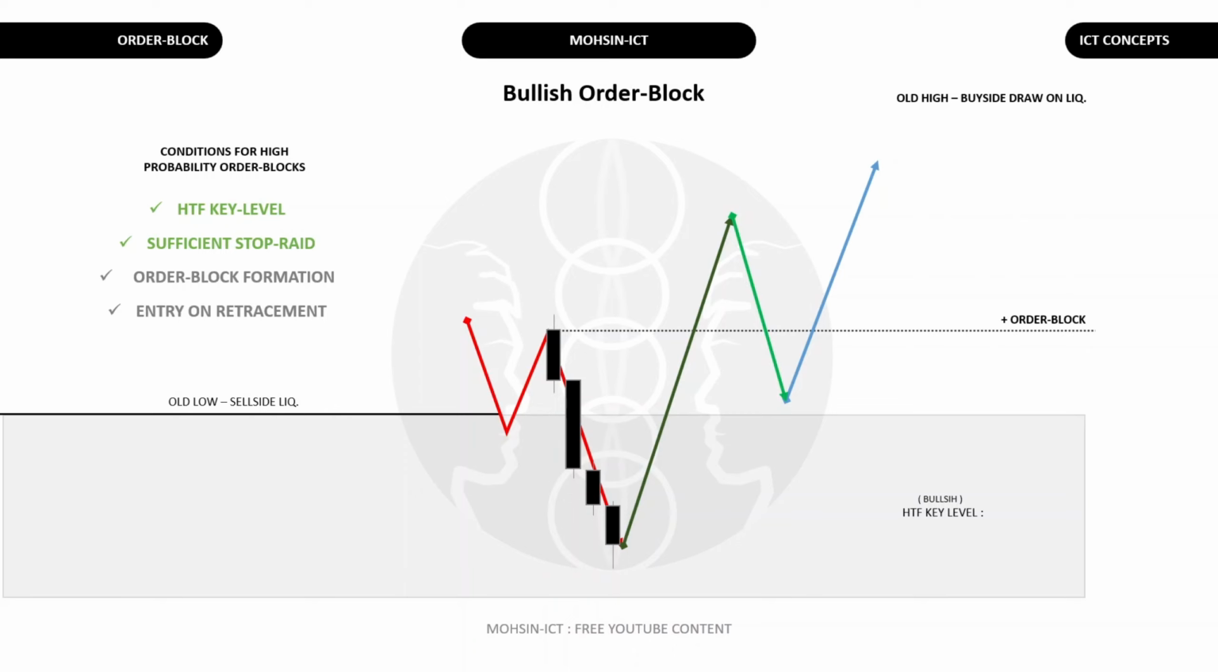We always consider these two rules, a higher time frame key level and a stop rate. If I'm entering a trade where I look for the order block, I always look for a higher time frame key level and a sufficient stop rate. Otherwise, I'm just using any other PDA or any other logic.